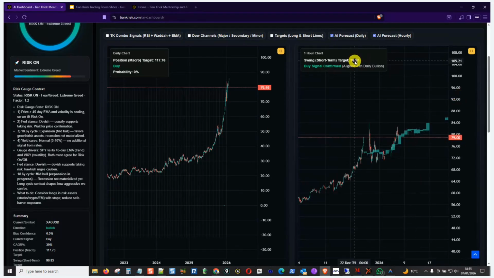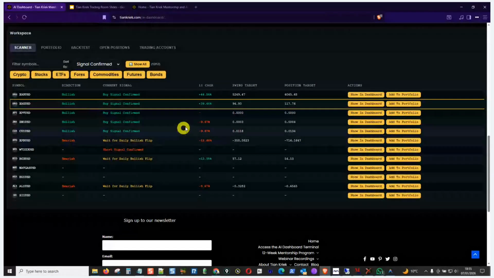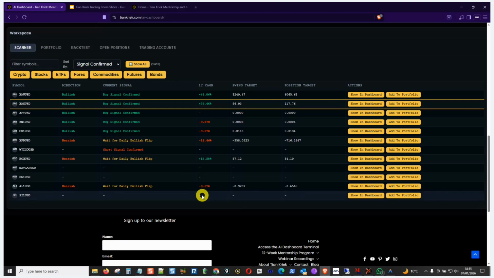There's a target at 96. It looks like it's still going to go up. I mean, currently, on average, it's giving you 39% per year. That is just an average.